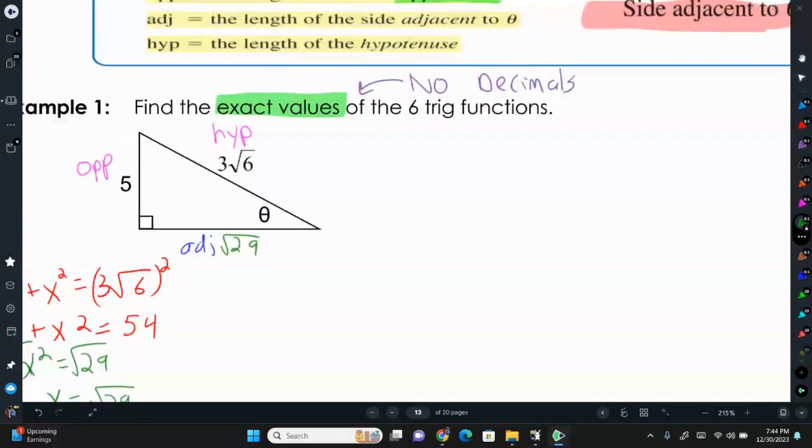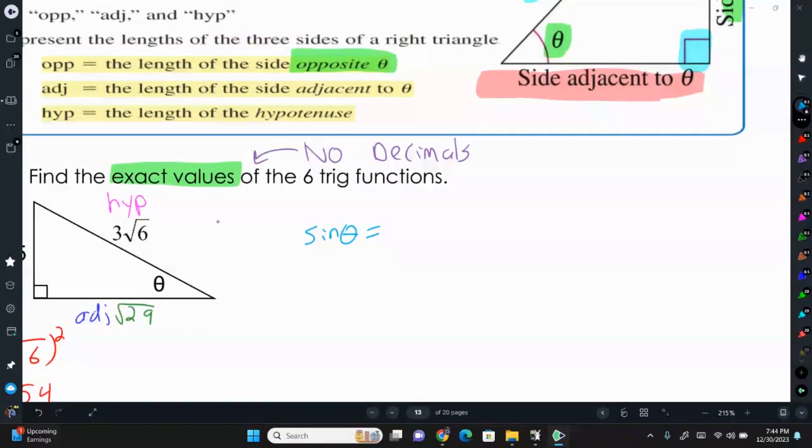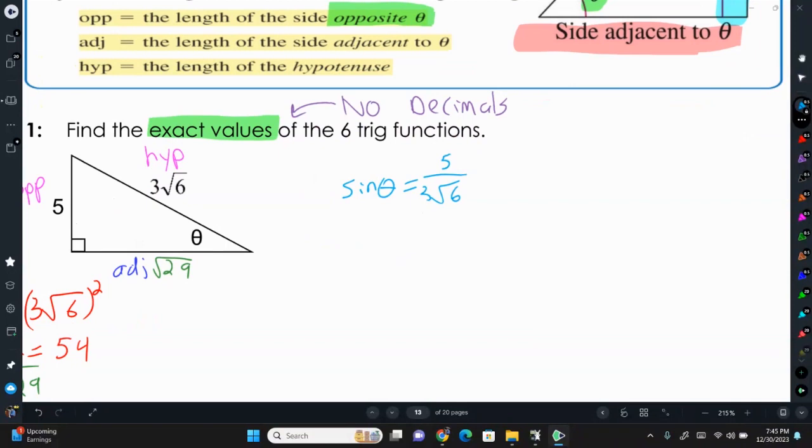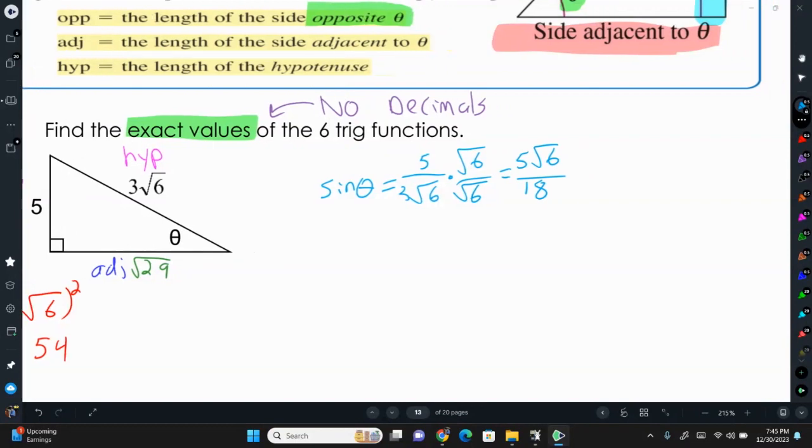All right, so now let's figure out our trig functions. The sine of theta, sine is the opposite over hypotenuse, so 5 over 3 times the square root of 6. Well, we can't have, like I said, the square root of 6 in the denominator, so we have to multiply the top and bottom by the square root of 6, which gives us 5 times the square root of 6 over 18, and we can't simplify that fraction any further.